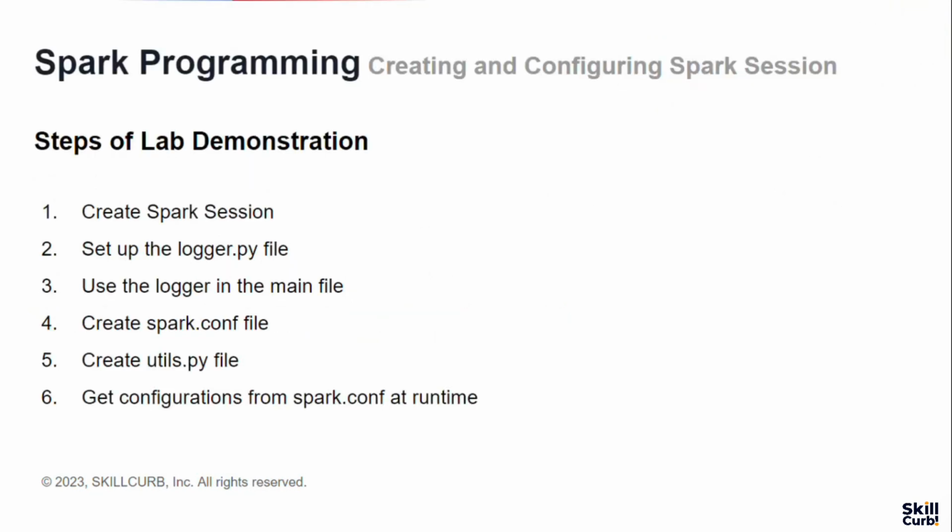In this video, you will learn how to create and configure a Spark session. And for that, we will first create a Spark session in the main.py file. Then we are going to set up the logger.py file. Then we will use the logger in the main file. After that, we will create the spark.conf file. Then we are going to create the utils.py file in which we are going to define our configurations, and then finally we are going to get the configurations from the spark.conf file at runtime.